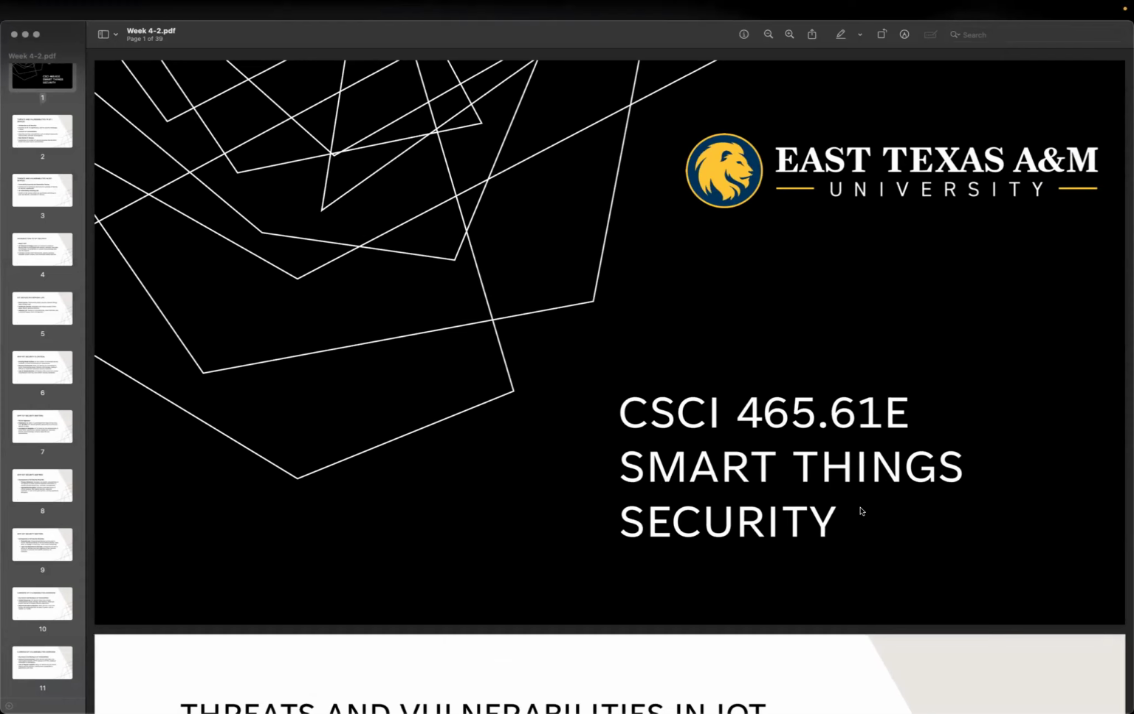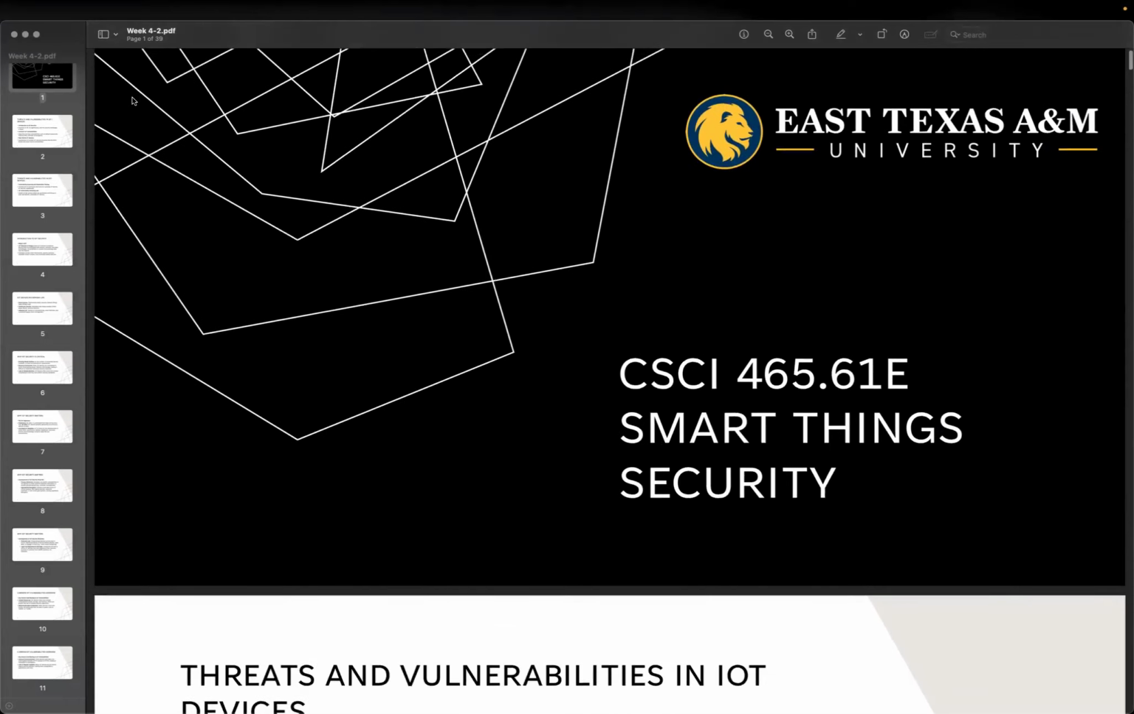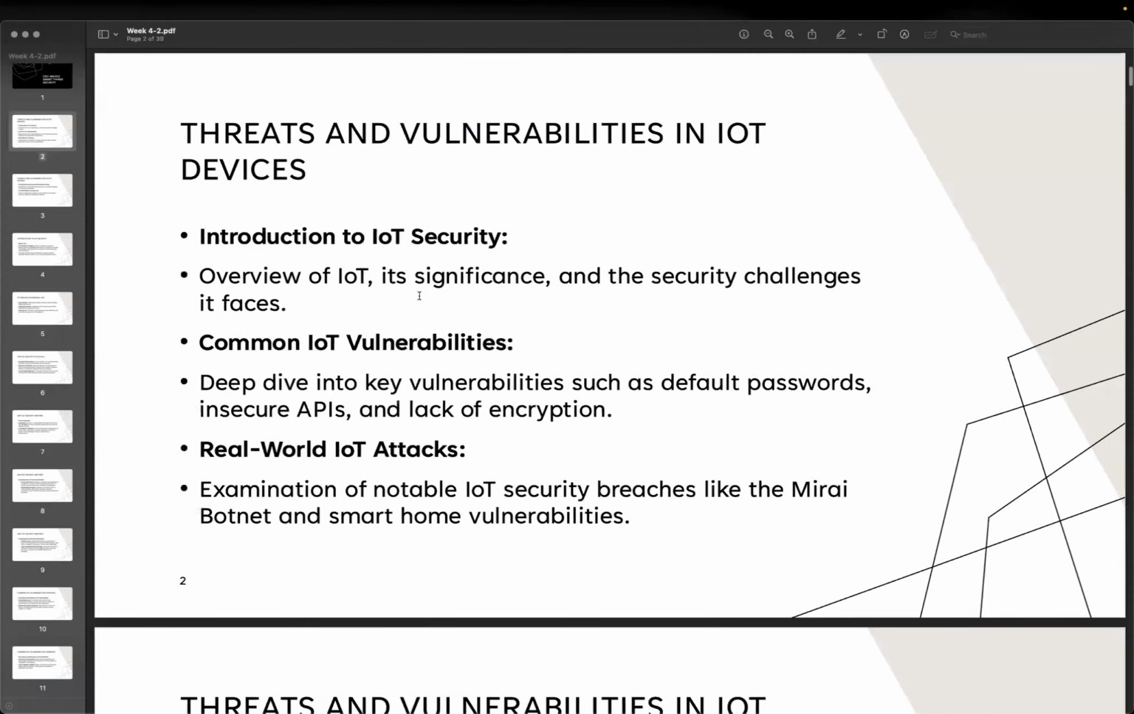Now I'm going to move on. Our Thursday lecture will be about smart things security. In this study, we recap the possible threats and vulnerabilities in IoT devices. I will recap what IoT's significance is, what possible security challenges it faces, and what the common IoT vulnerabilities are.